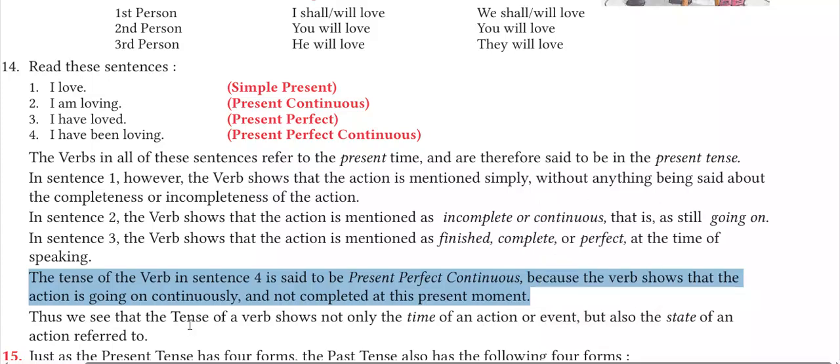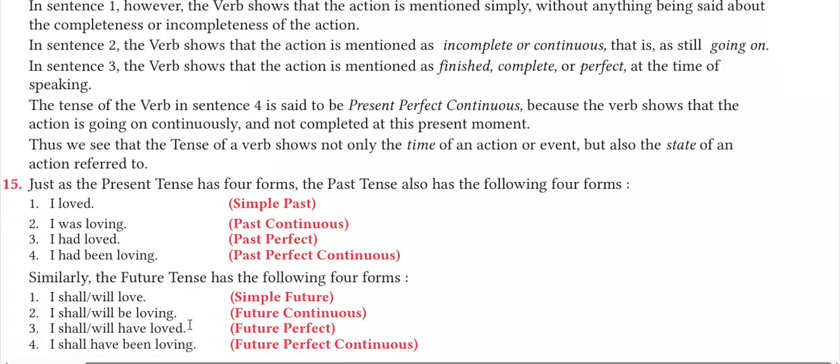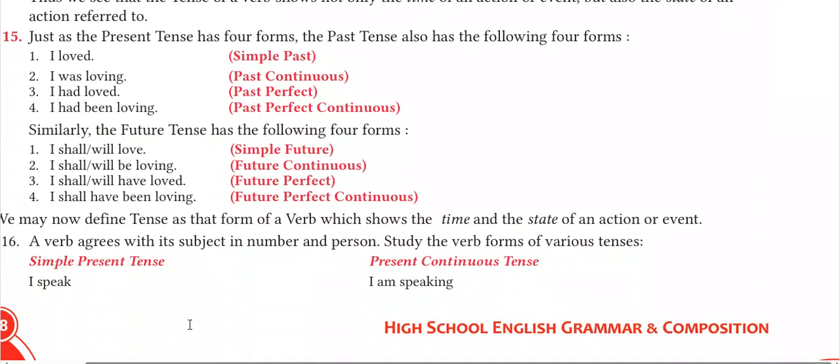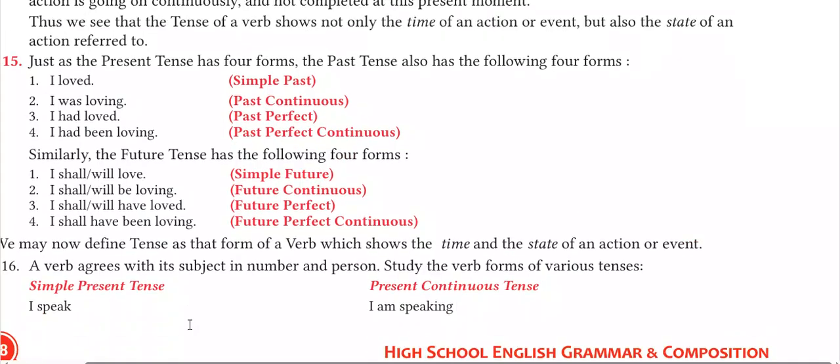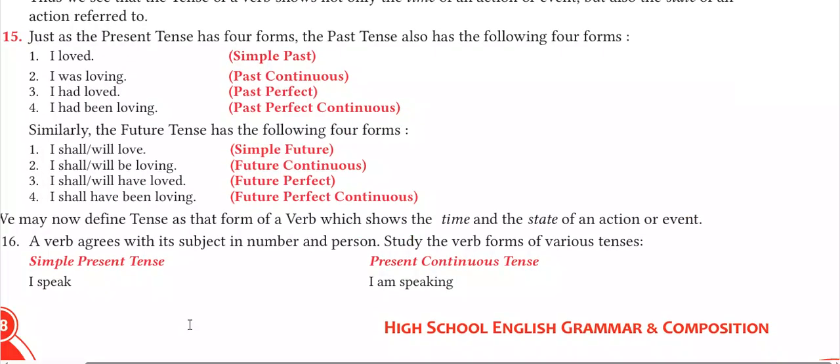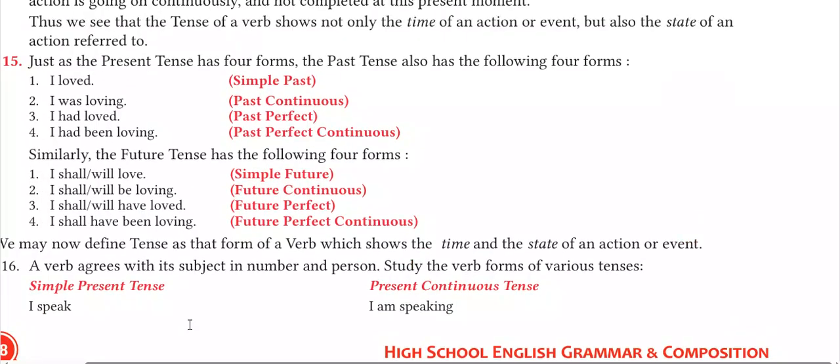Okay, now moving ahead, we have some more explanation on this. Thus, we say that the tense of the verb shows not only the time of an action but also the state of the action referred to. So it may not be continuous, maybe it is in continuity, maybe it is perfect, or anything else. The same goes with the past tense as well.